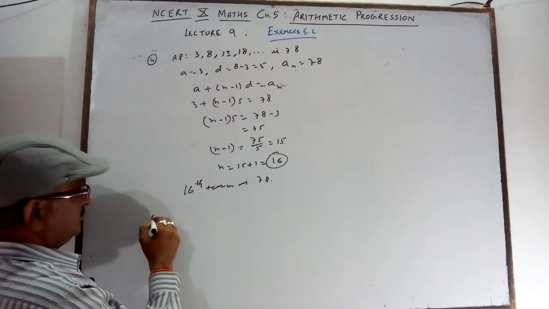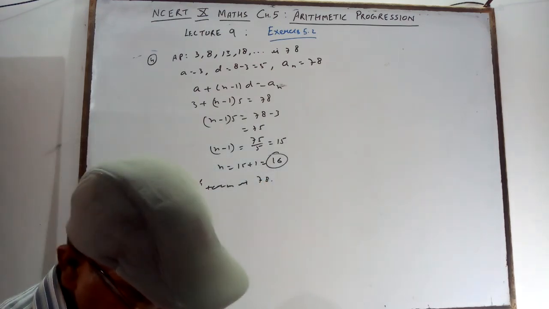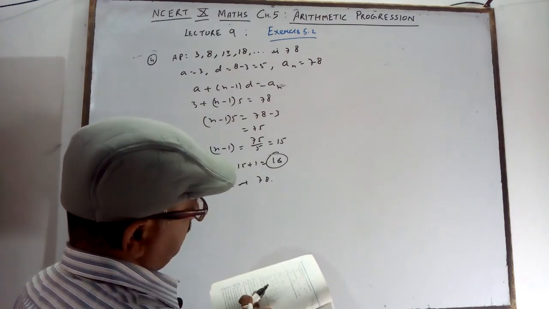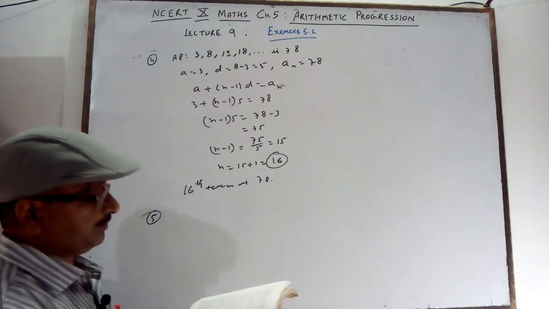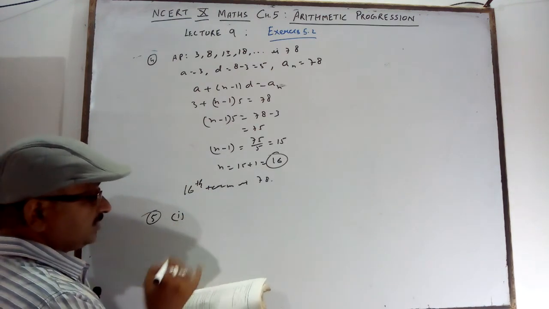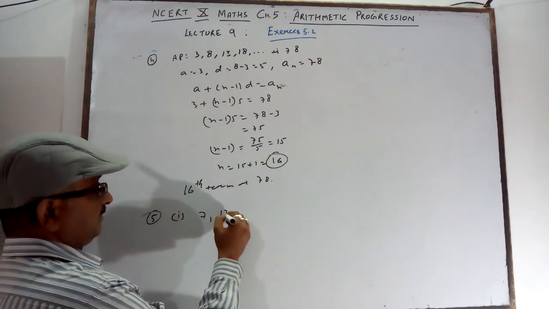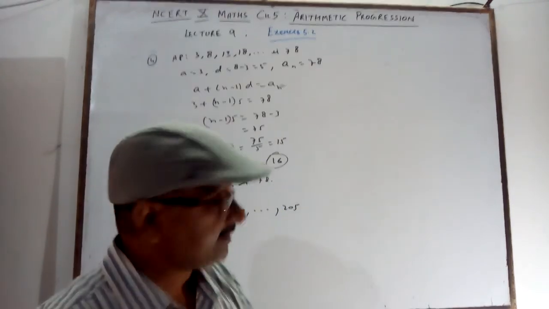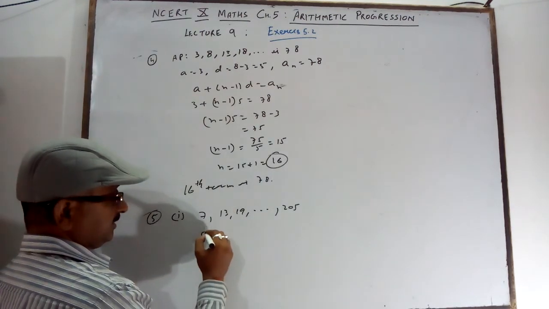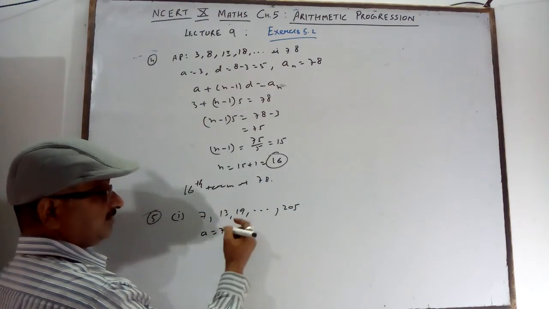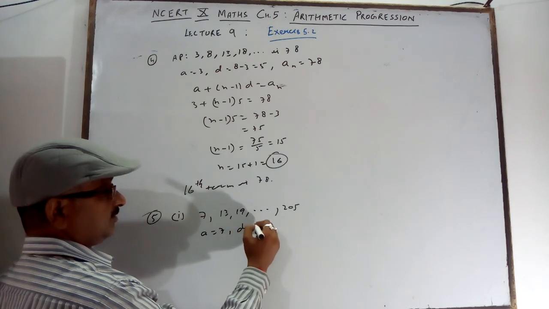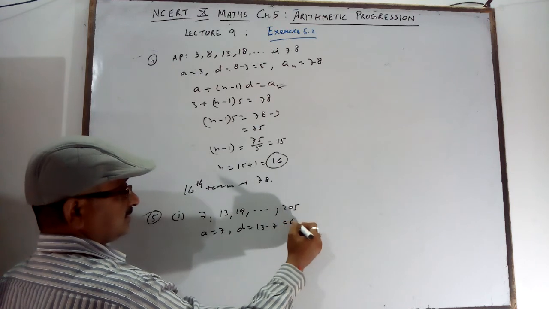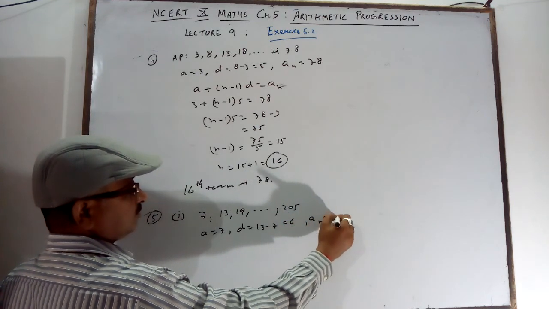78 of this AP. Question number 5. Find the number of terms of each of the following APs. First part: number of terms you want to find out. 7, 13, 19, and so on up to 205. Same as the previous question. What is A? 7. AP is given, so no need to check. D is equal to A2 minus A1, 13 minus 7, 6. And AN is equal to 205.